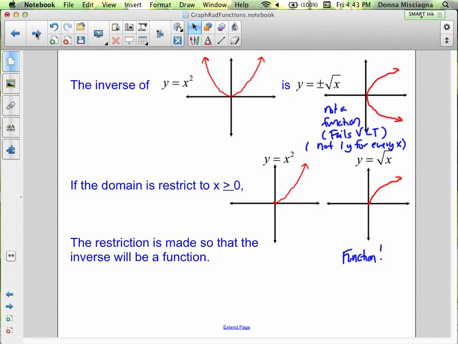Since the inverse of y equals x squared is y equals plus or minus the square root of x, which is not a function, it fails the vertical line test. There's not just one y for every x. If we just restrict the domain for y equals x squared, for x values greater than 0, we're going to have a function. So this restriction is made so that the inverse will be a function. Now if we only look at half of y equals x squared, its inverse, y equals the square root of x, is indeed a function. And what we're going to be graphing is our functions.